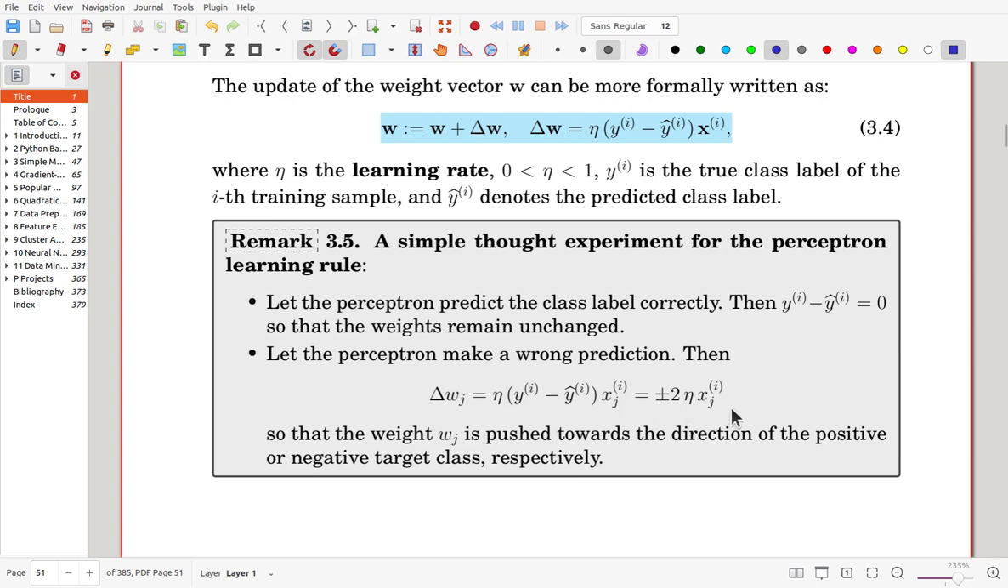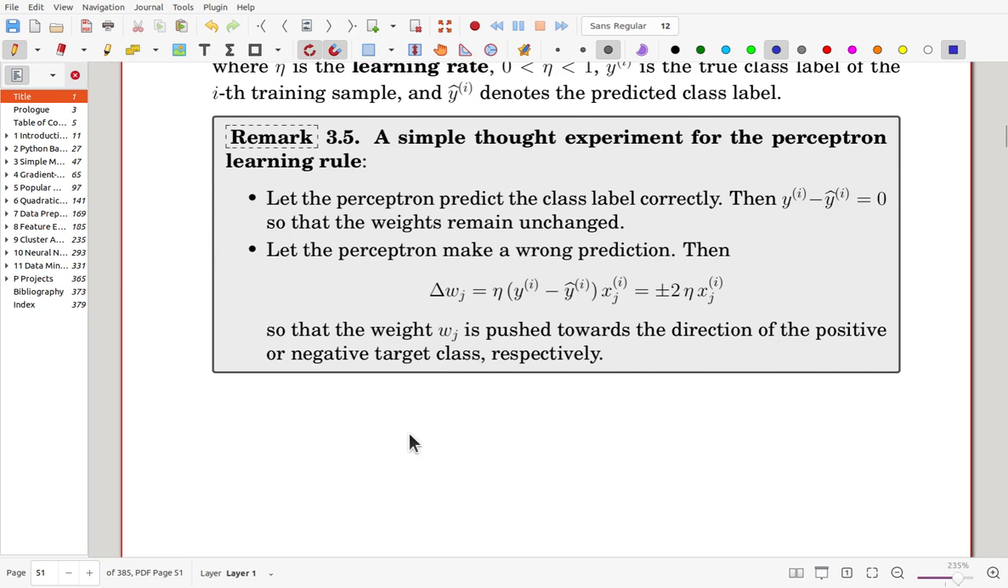Okay, let's try to understand that correction term. Now for xi, the ith data point, assume that every component is positive. So in particular here, the jth component of the ith data point is positive. And now we assume here the ith label is 1, assume that.